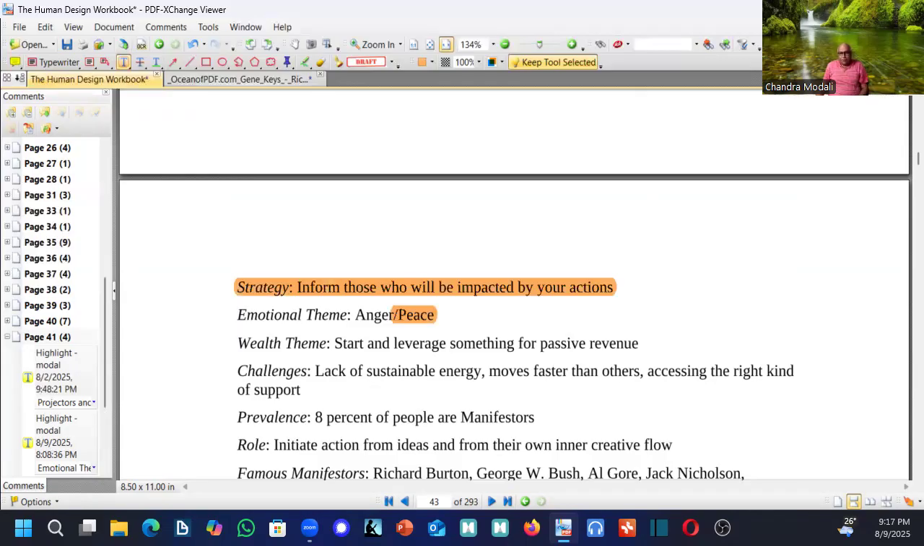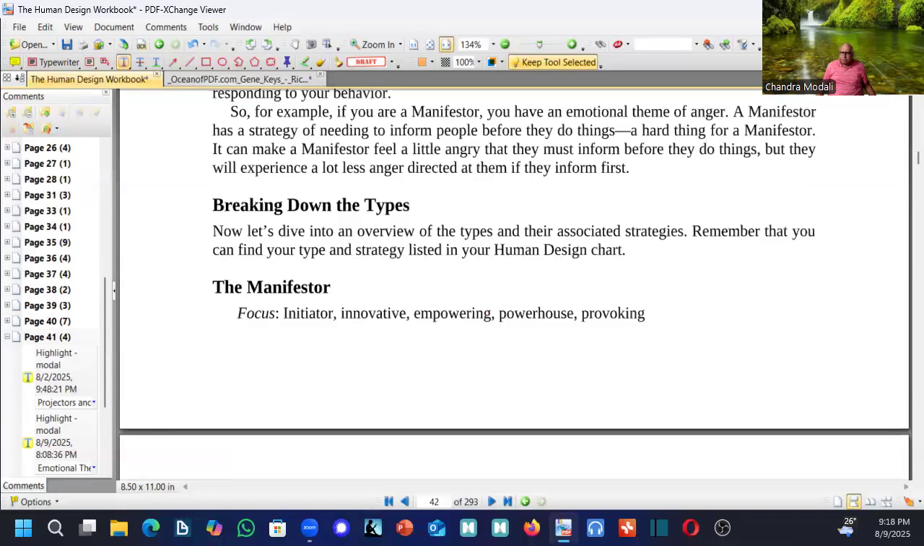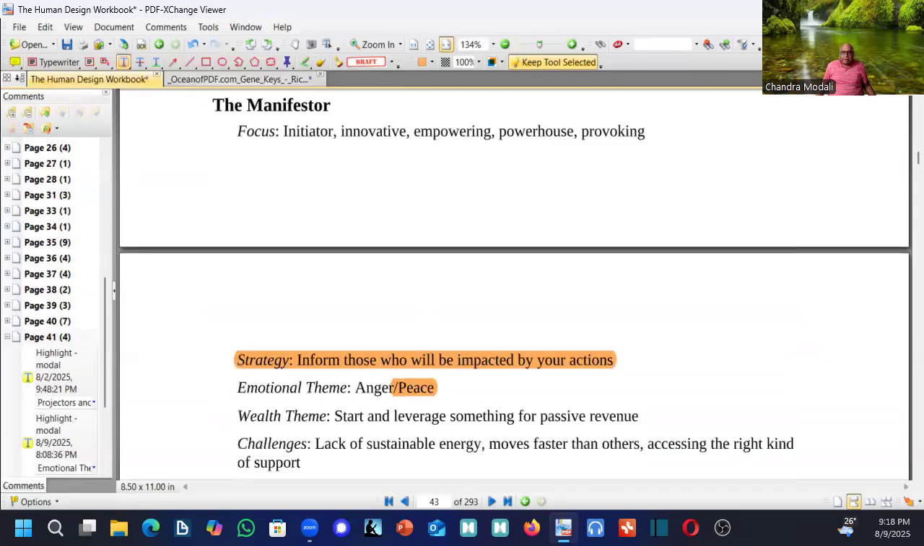What is the wealth thing? Start and leverage something for passive revenue. I don't know what it is. I have not gone into that side of the analysis. What are the challenges that a manifestor typically would face? Lack of sustainable energy. That means lack of sustainable energy. The other way to look at it is he will have too much energy and get exhausted because he is always in a hurry to complete something. He is the initiator. He cannot sustain that energy.